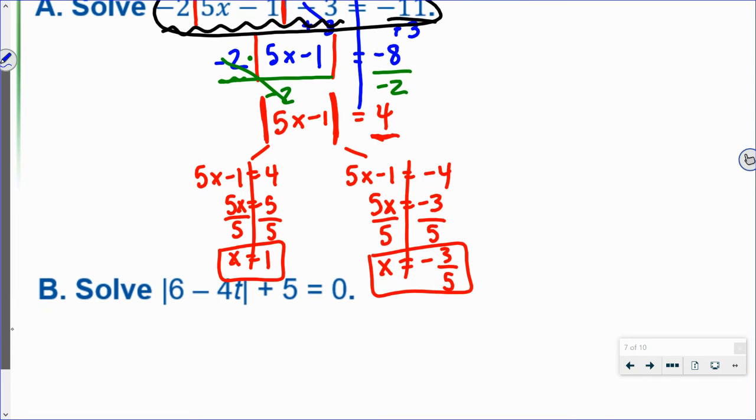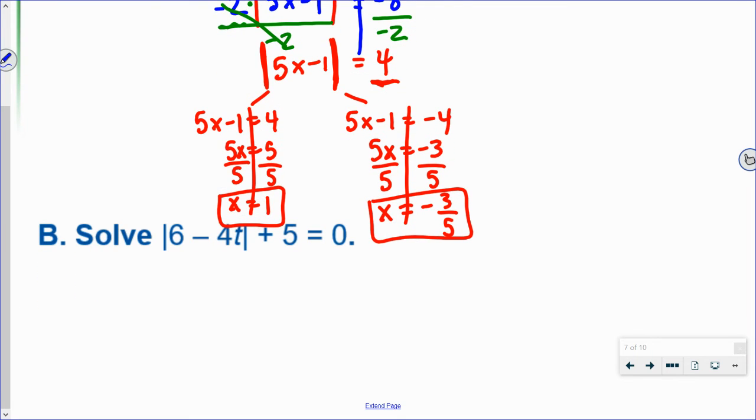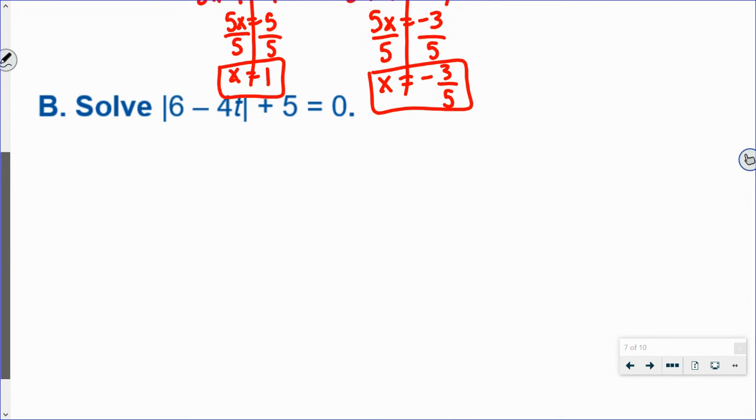The next one I want to look at is a little special one. So let me again highlight my absolute value bars in red here. Here's one and here's one. All right, so before I set up two equations, I see I have this plus 5, so I need to get rid of that plus 5, and I would subtract 5 from both sides. That would give me the absolute value of 6 minus 4t equals negative 5.